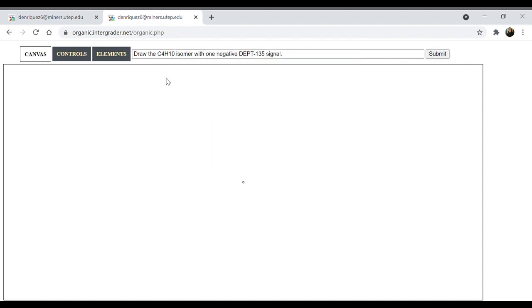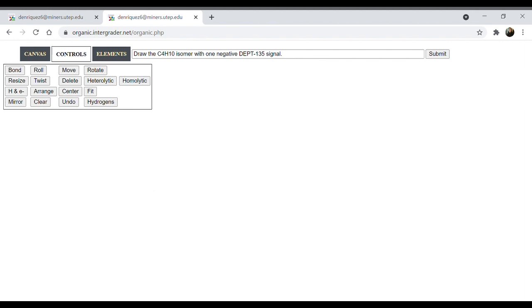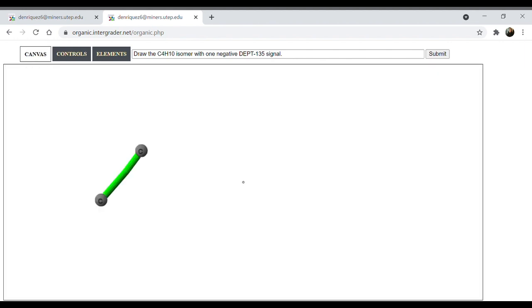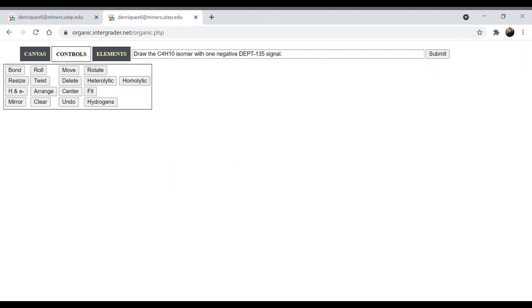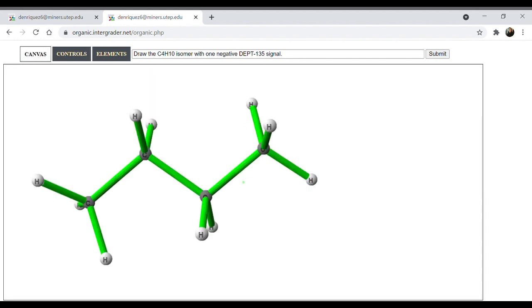Okay, so I have C4 with 1 negative DEPT. So I'm just going to draw it like this. I know that it's not. So I have 1 negative DEPT, which means I have a methylene, and it's not possible with this. So the only other one I can draw is this one. And it makes sense because these are the same signal. So we've got these 2 the same.